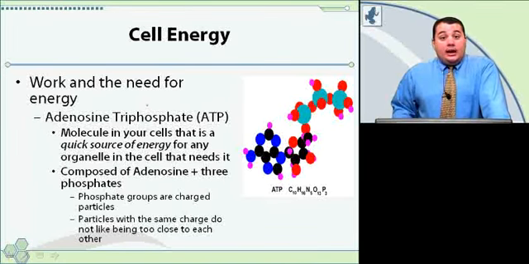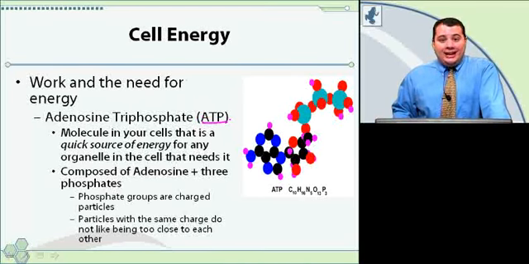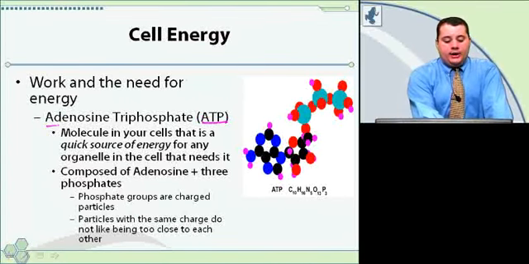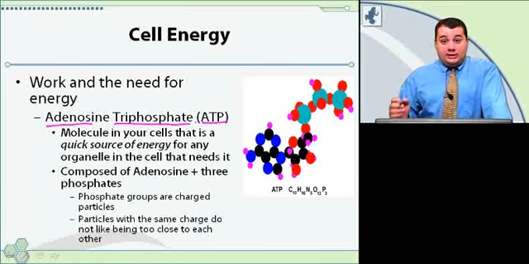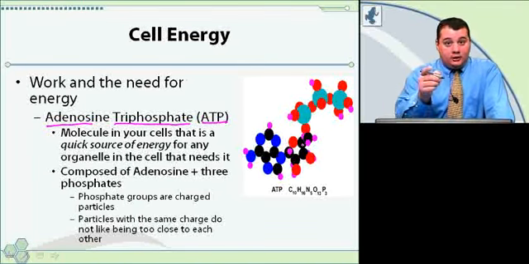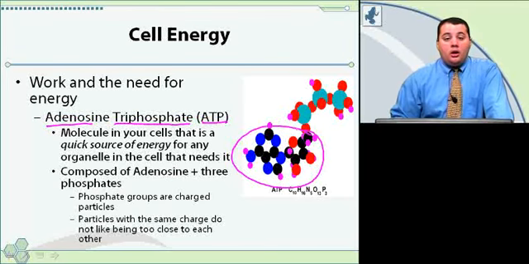The energy inside of a cell is called ATP. ATP is short for adenosine triphosphate. Adenosine triphosphate consists of an adenosine molecule, which if you look at your diagram, is this part right here.